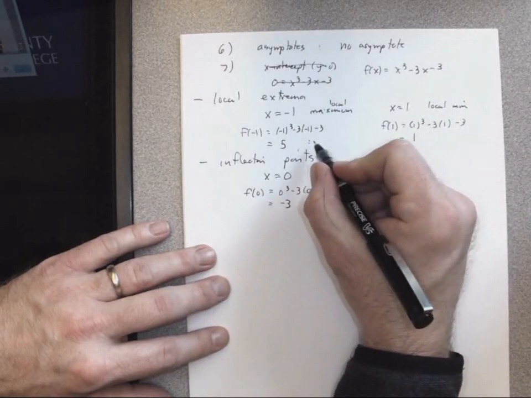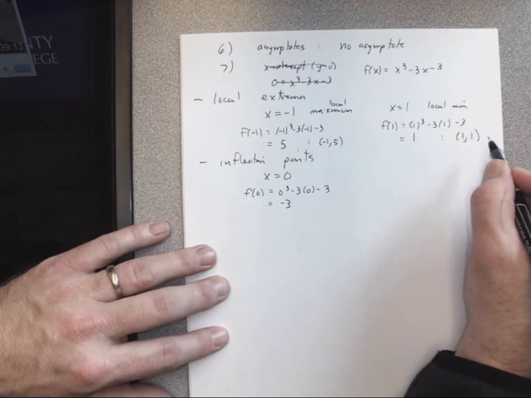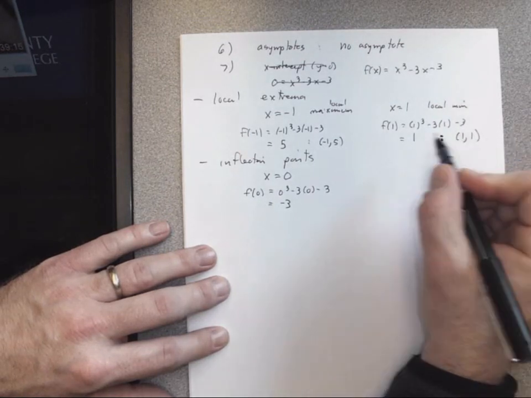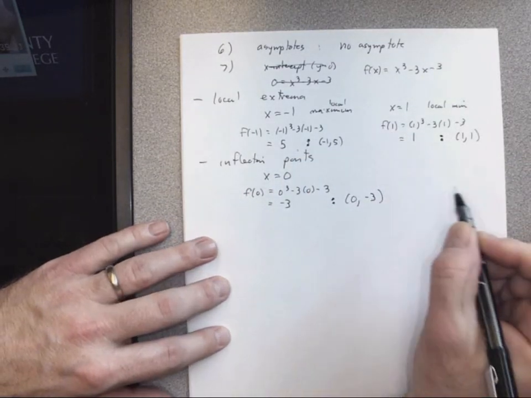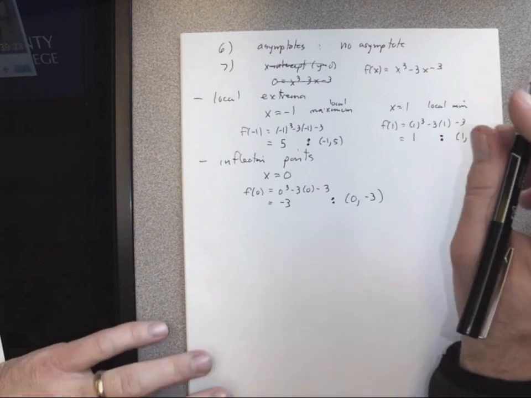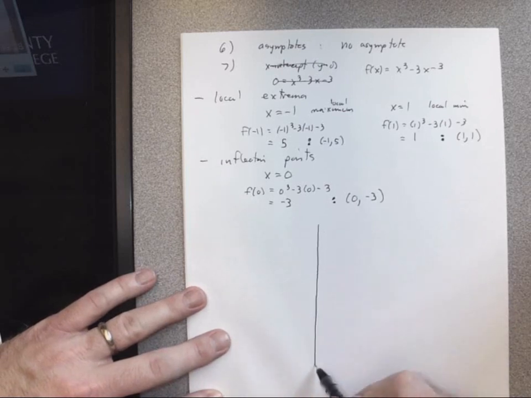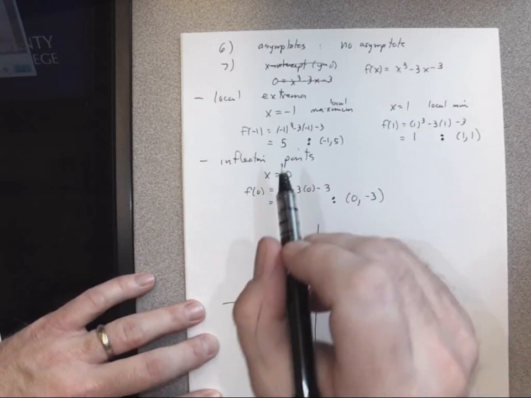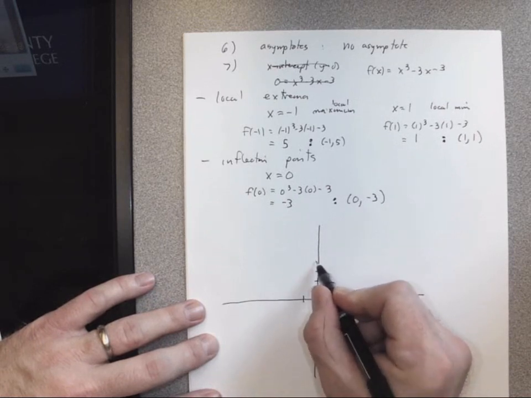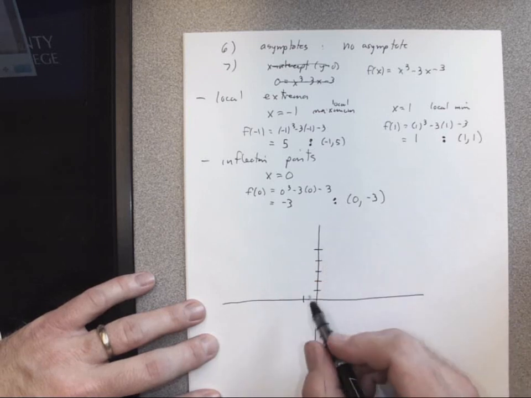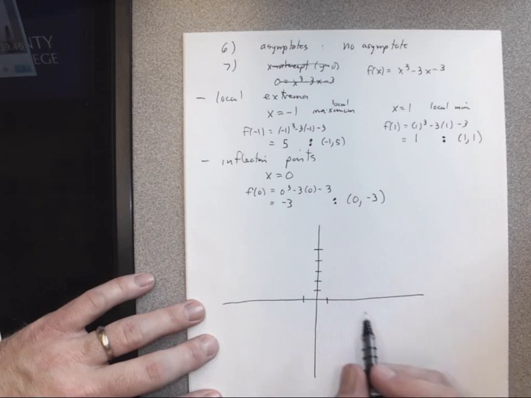This is the point -1, 5. This is the point 1, 1. And this is going to be the point 0, -3. So what we're going to do is graph this function. I'm going to plug those points in right now, so I know I have -1, +5, 1, 2, 3, 4, 5. And then I also have +1, 1 there. And then 0, -3.